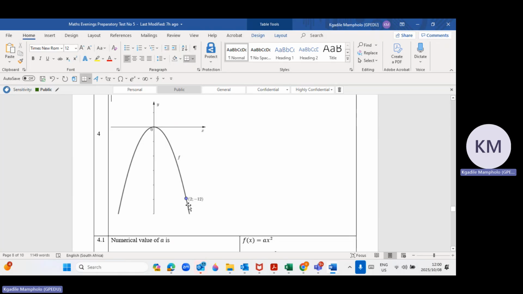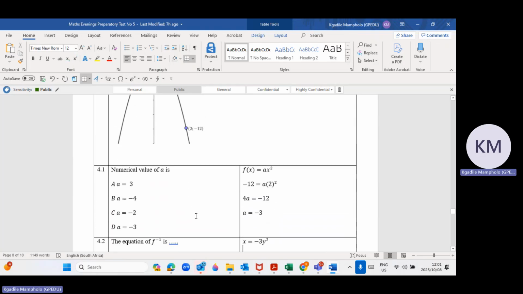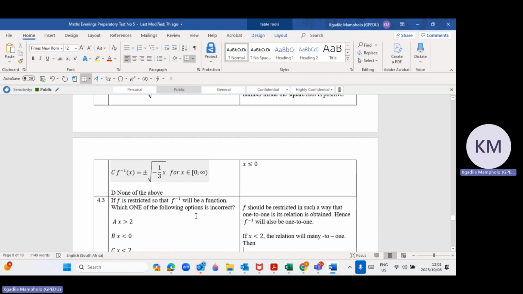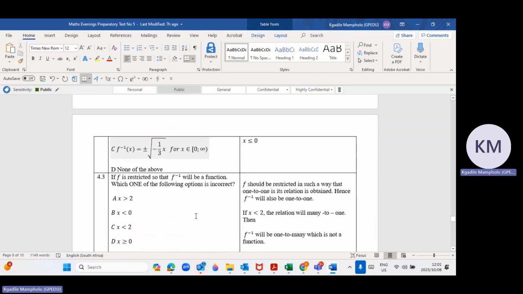So the only way for us to make it 1-to-1 is to cut it here at the turning point. Whether you say x is less than 0 or x is greater than 0, it will be 1-to-1. If it's 1-to-1, the inverse will also be 1-to-1. Any graph that is 1-to-1, its inverse will be 1-to-1, and it will be a function. So the correct answer in this case will be C.